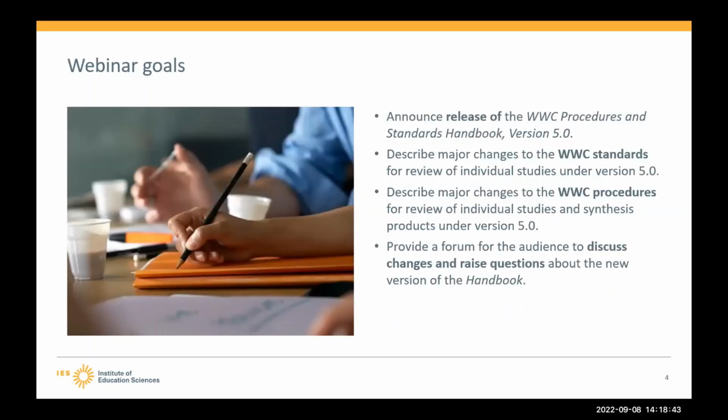Our goals for today are to announce that the WWC Procedures and Standards Handbook version 5.0 is available on the WWC website since early August. We'd like to describe major changes to the WWC Procedures and Standards for individual studies and synthesis products under version 5.0, and to have a space to discuss changes and raise questions about the new version of the handbook.